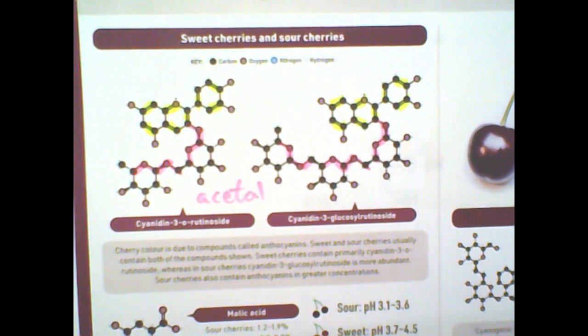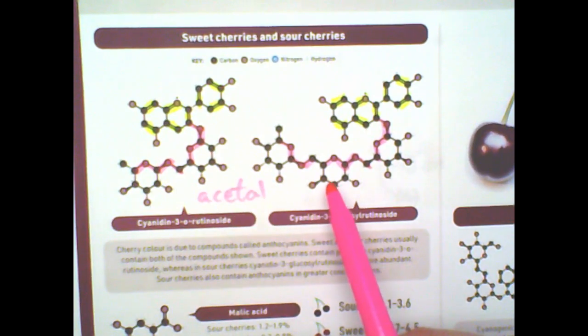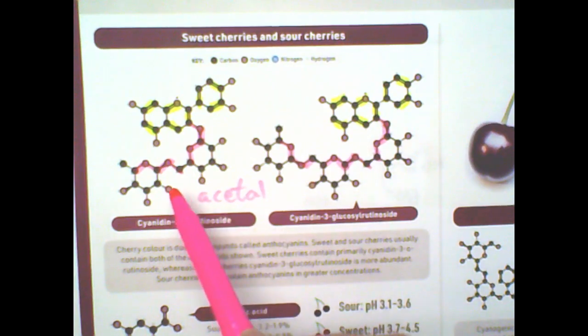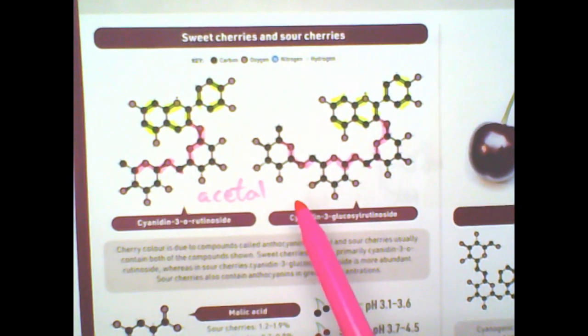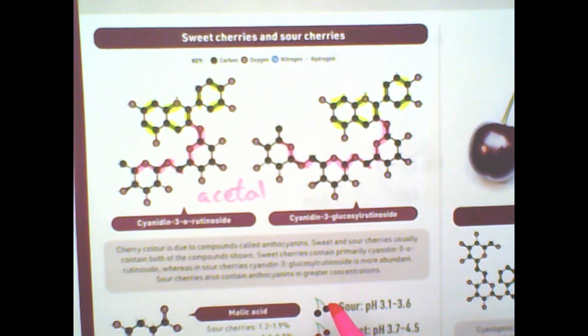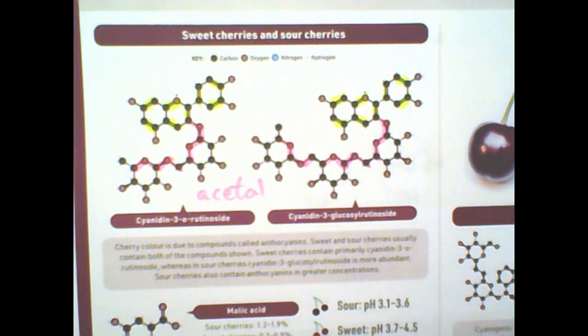Now that's something you can expect in stable natural compounds because hemiacetals are much more reactive than acetals. So these molecules are stable molecules that contribute to the color primarily of cherries, and they all have acetal groups, and none of them have the more reactive hemiacetals left exposed anywhere.